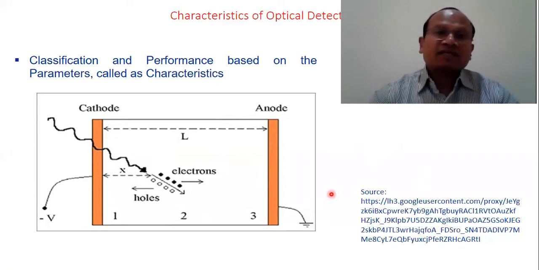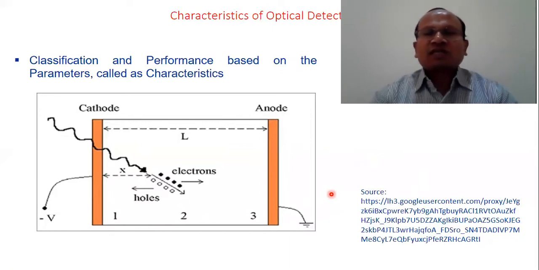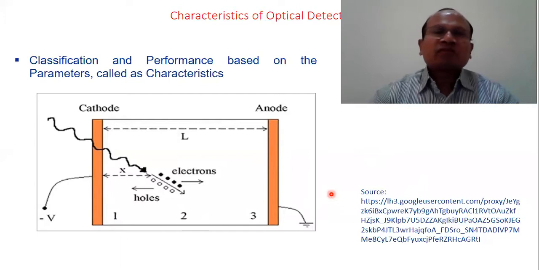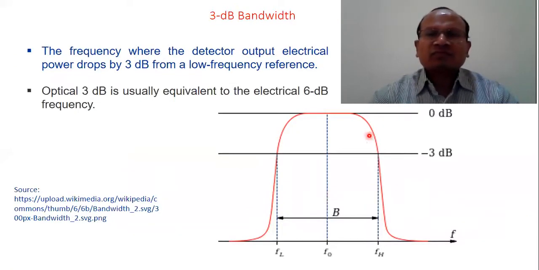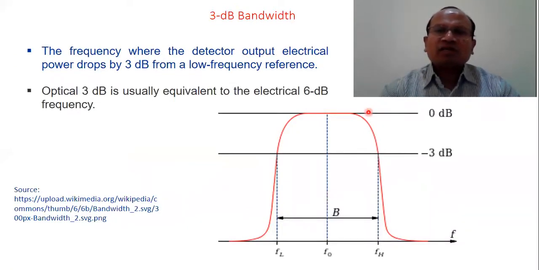So the classification, as I told you in the beginning, as well as performance of optical detectors, are based on some parameters, some features and attributes called characteristics. So this lecture is all about the important, main characteristics of optical detectors. The first among the characteristics is 3 dB bandwidth.